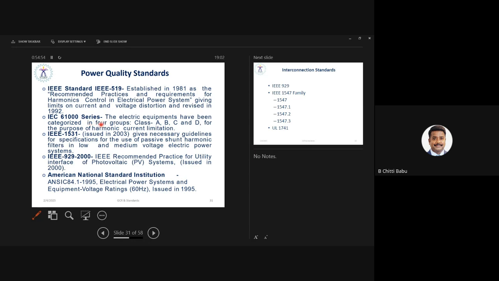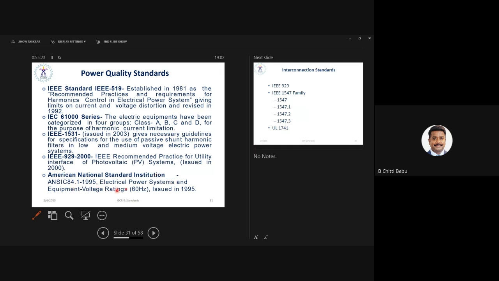Right, and this is followed by the European Commission and European countries. IEEE 1531 was issued in 2003 for the design of shunt active harmonic filters, and there is the IEEE 929 standard, meant as the IEEE recommended practice for utility interface of photovoltaic power systems. It was issued in 2000, but still last year they updated the requirements. And further, there's a US-based standard from the American National Standards Institute, called ANSI.